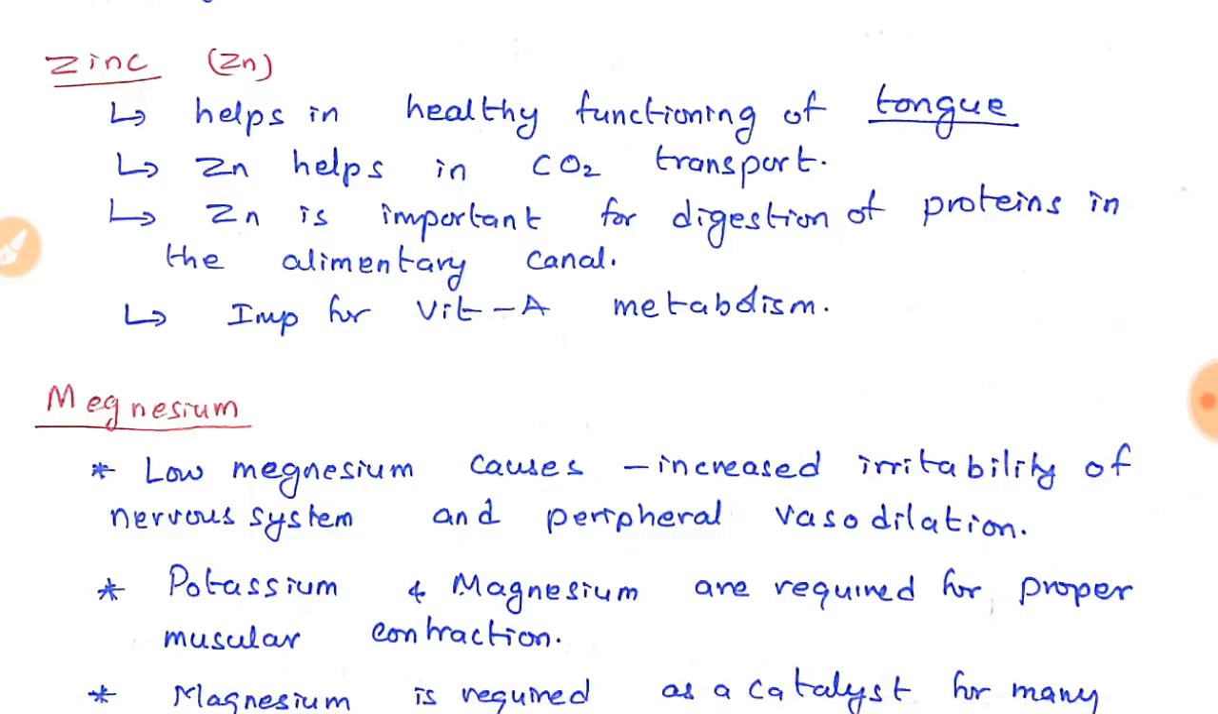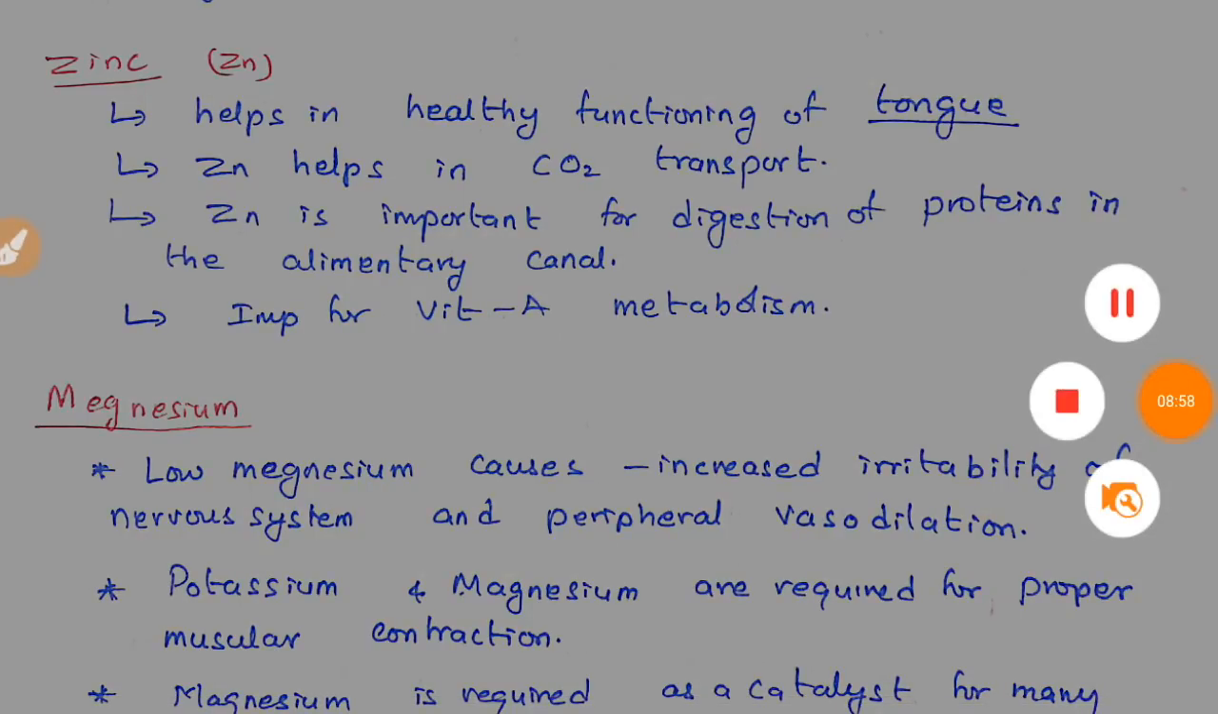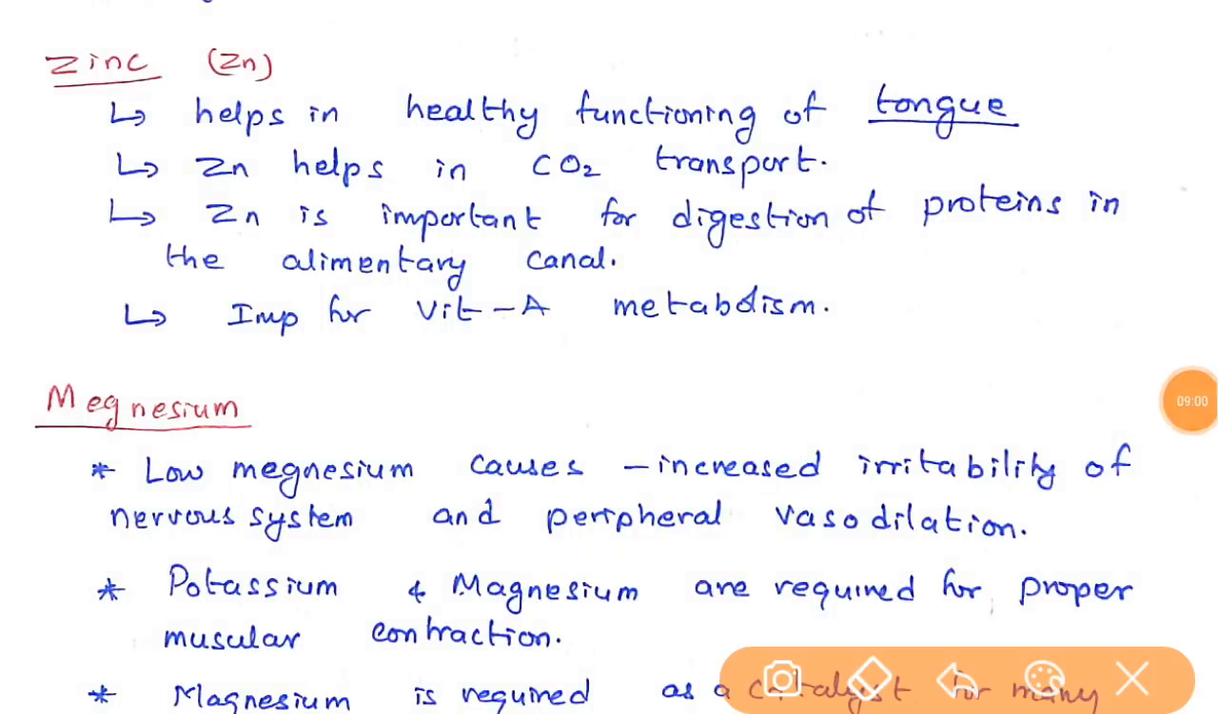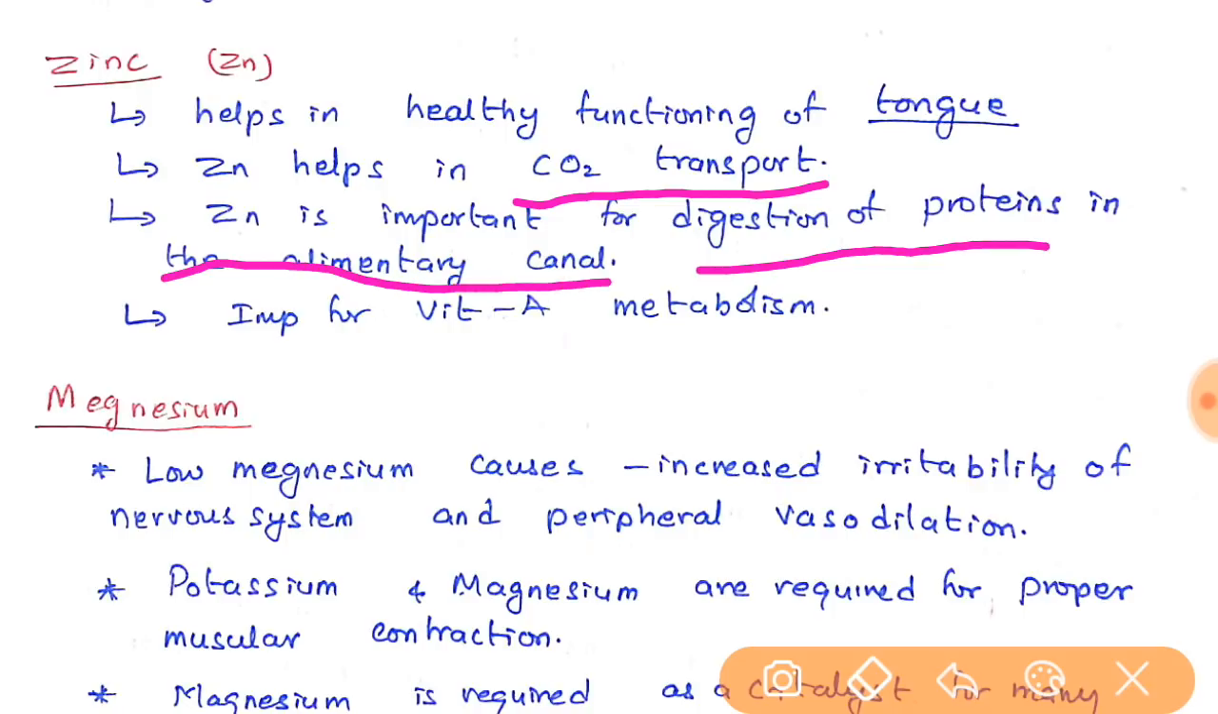Another important mineral is zinc. Zinc helps in healthy functions of the tongue, friends. Zinc helps in CO2 transportation, whereas iron, hemoglobin helps in O2 transportation. Zinc is important for digestion of proteins in the alimentary canal. The alimentary canal is nothing but the digestive system passage, friends, from mouth to rectum.